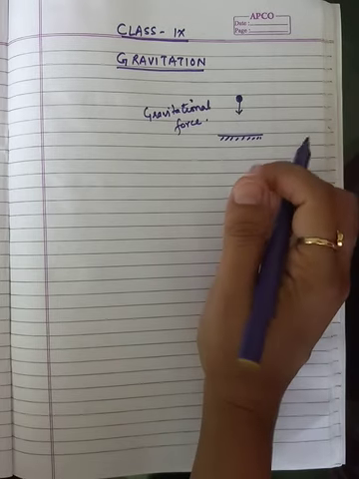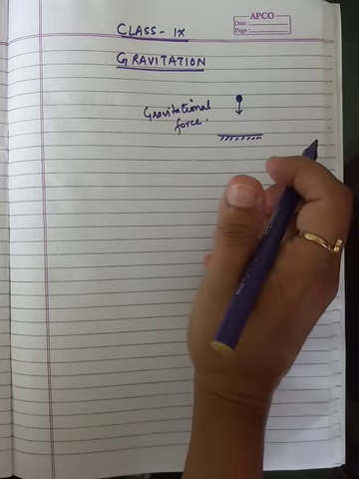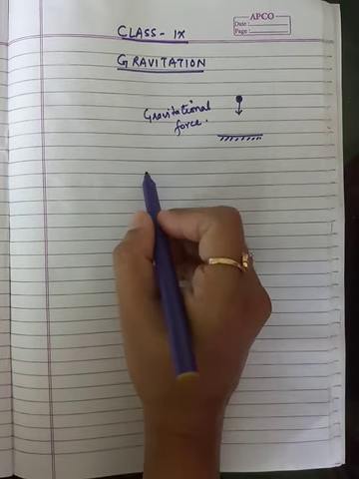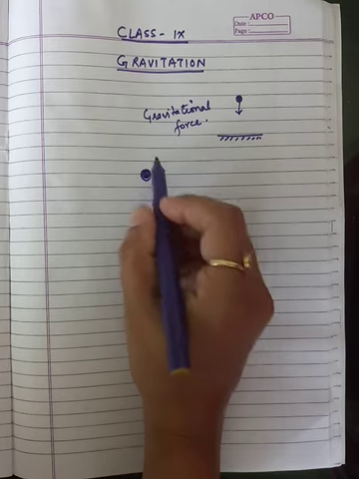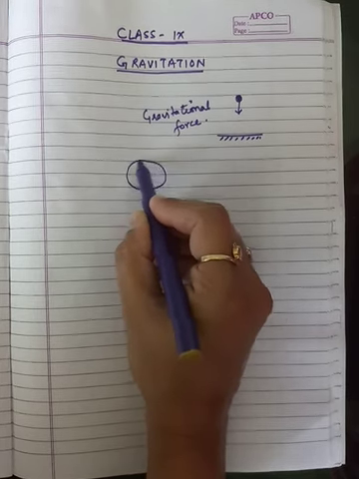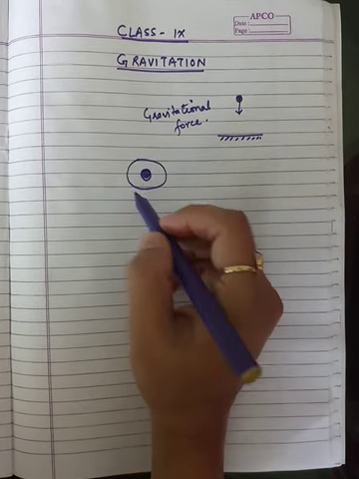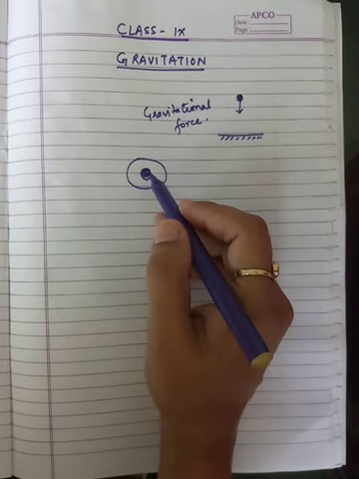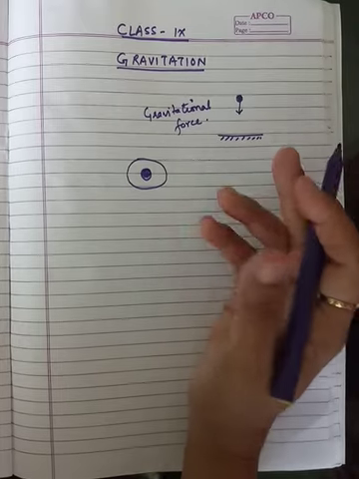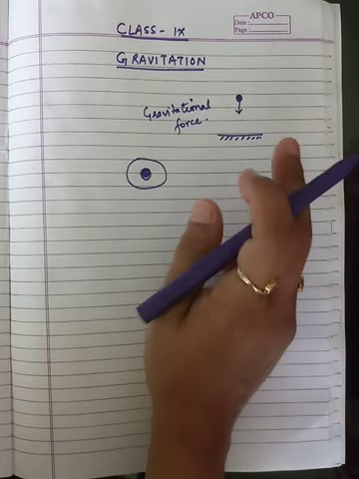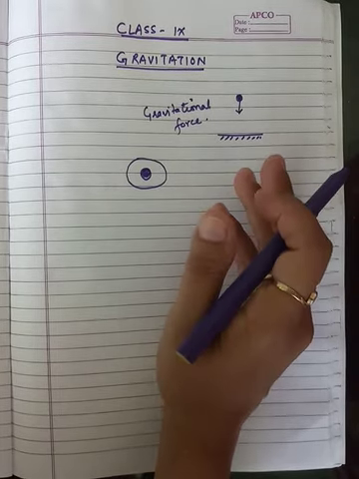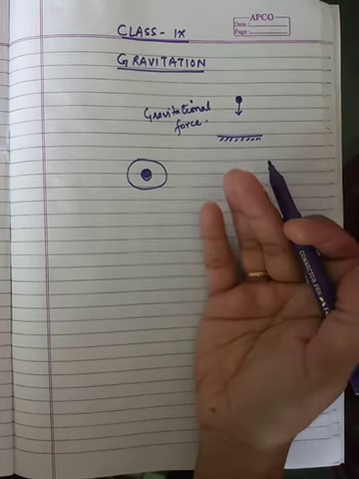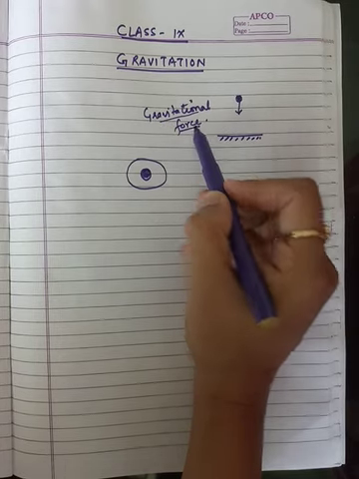Also, we know the concept that the planets go around the sun. Planets move around the sun. Suppose this is the sun, and planets are moving in an orbit around the sun, or the moon is moving around the earth. Okay, so in all these cases there must be some force acting on the planets or the moon. So what is that force? That is the gravitational force itself.